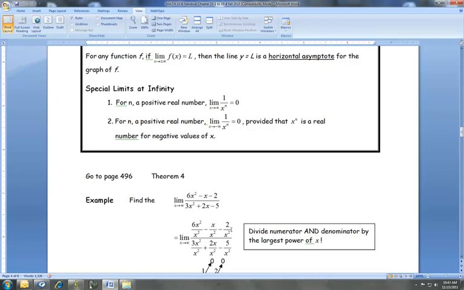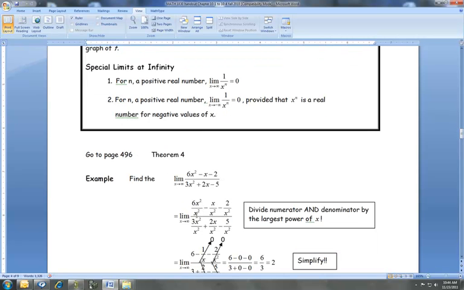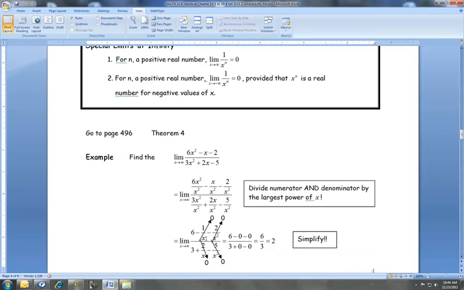So if you divide every term by x squared, this will give me 6. This reduces to 1 over x. This is minus 2 over x squared. This reduces to 3 plus 2 over x minus 5 over x squared. Now with respect to that theorem that I had prior to this, any of these that have x in the denominator, they head toward 0. So if you simplify, you end up with 6 minus 0, which is 6, 3 plus 0 minus 0, which is 3. So 6 over 3 is equal to 2.